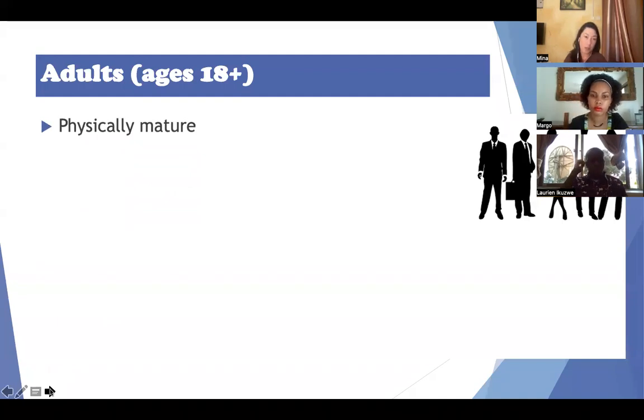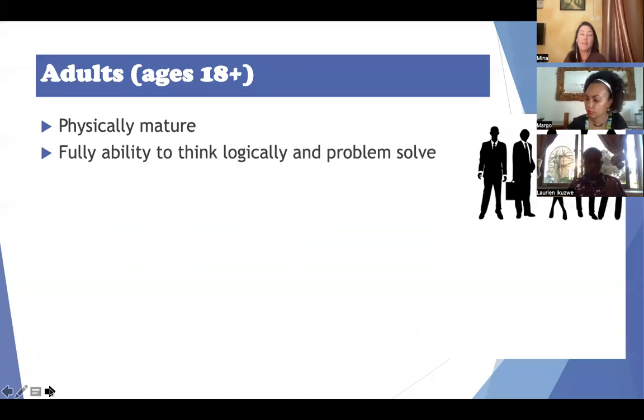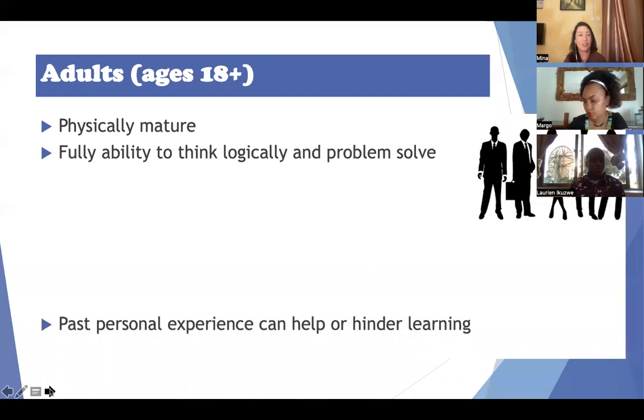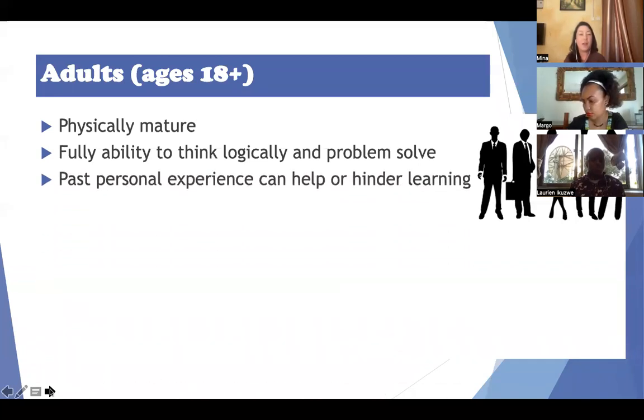So as we know, adults are physically mature. They have this ability to think logically and problem solve. They don't have some of these disadvantages that younger students have. They have personal experience that can really help them. They can think back on things that they've learned through their lives that can really help. It can also hinder learning. Their experience may have been negative and they may have a very negative background that they're bringing in.